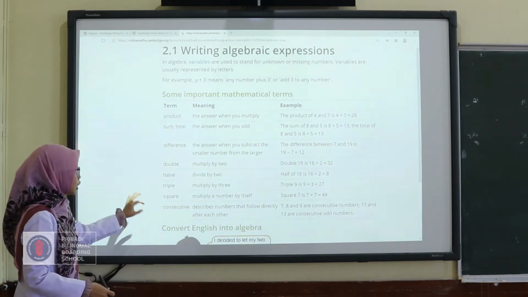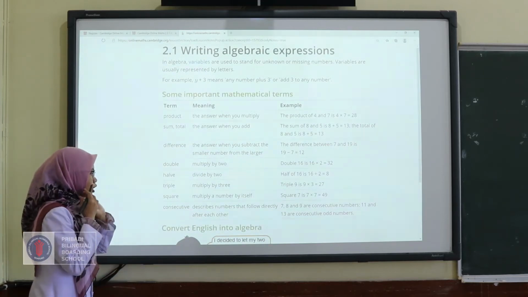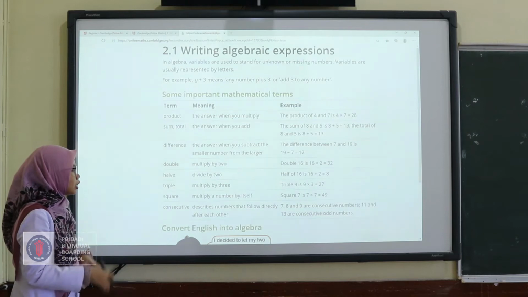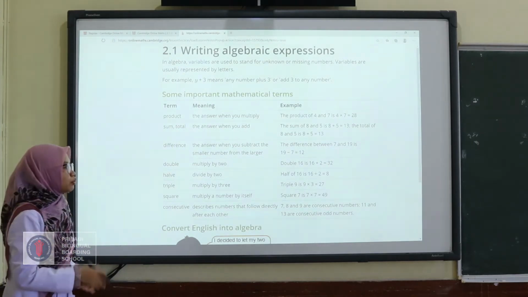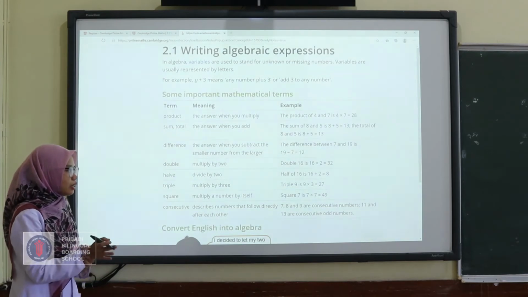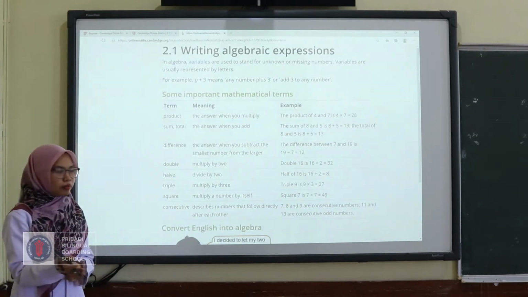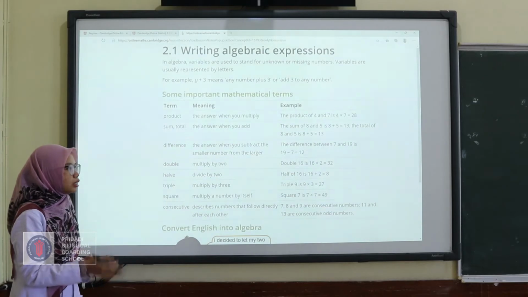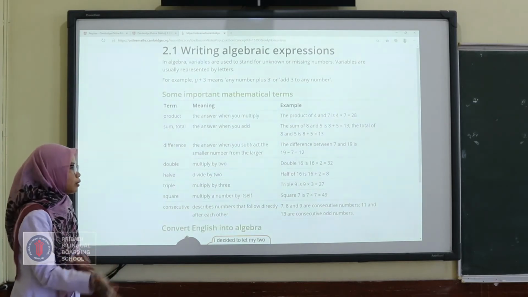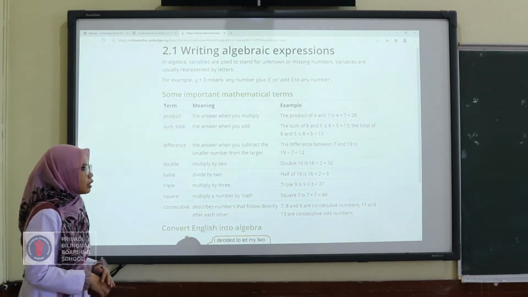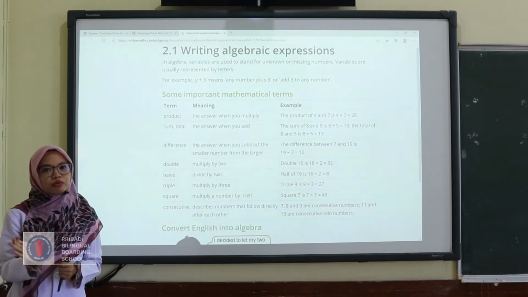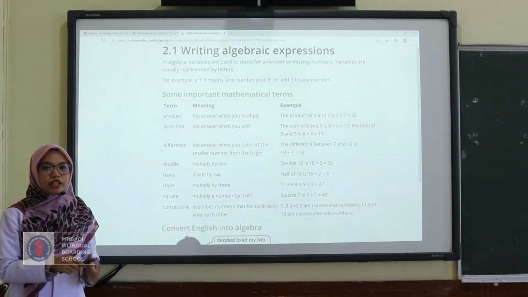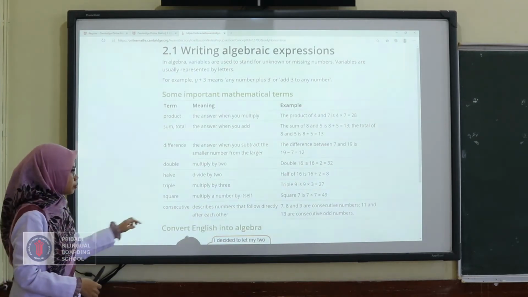And then about consecutive. What is consecutive? Consecutive is to describe numbers that follow directly after each other. For example, 7, 8, and 9 are consecutive numbers, because 8 is after 7, and 9 is after 8. 11 and 13 are consecutive odd numbers. How about 10 and 12? 10 and 12 are consecutive even numbers.